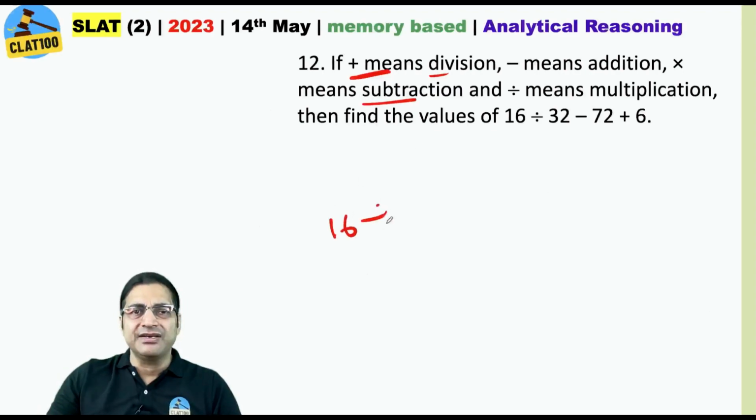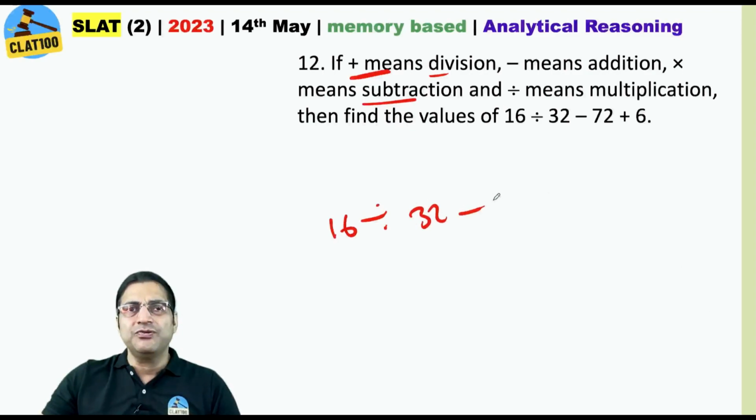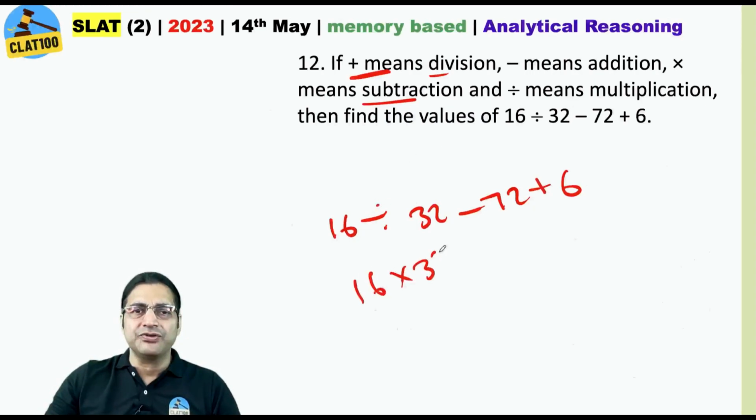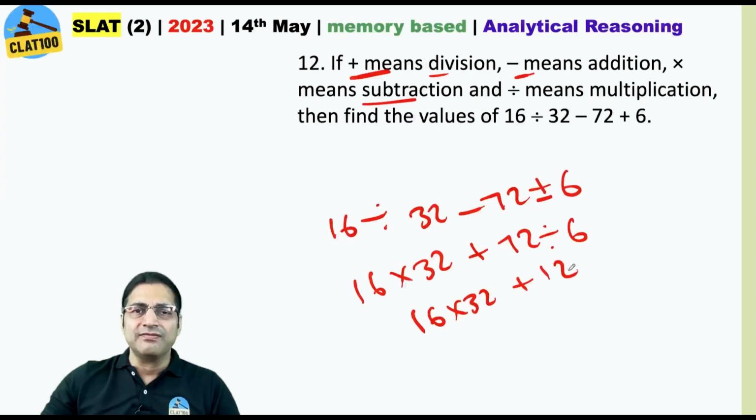Come on, let's do it. 16 divided by 32 minus 72 plus 6, right? But this division means multiplication. So 16 into 32. And this means addition, plus 72. And this means what? Division. Okay. Divided by 6. So this is 16 into 32 plus 12.